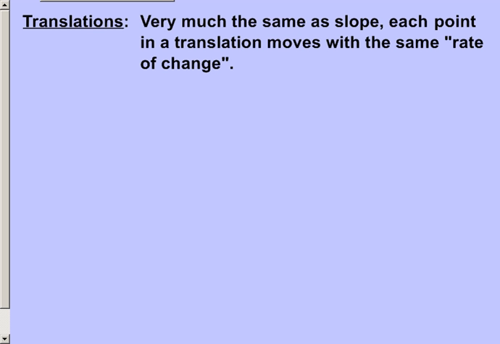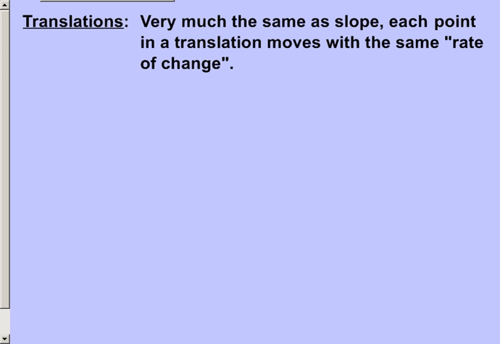Okay, so let's take a look at the translations specifically. Translations are really very simple to work with in the graph. They have much of the same properties as slope. Each point in a translation is going to move from wherever the pre-image is at to wherever the image needs to end up.